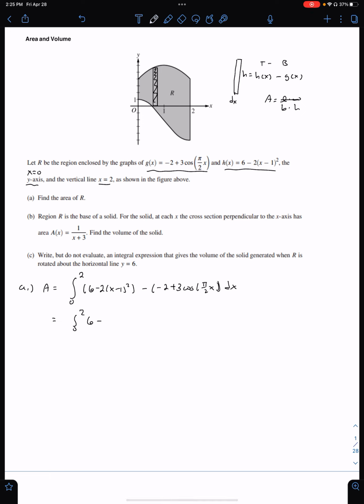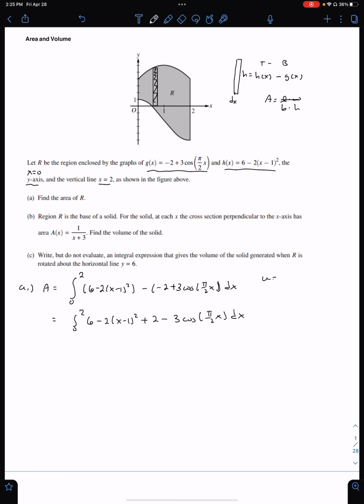This becomes 6 minus 2 times (x minus 1) squared, plus 2 minus 3 cosine of pi over 2 x, dx. I could expand that one if you want to, but I'm not. Now I have to evaluate this integral. Now notice we have two u substitutions, and I'm going to do them both at the same time here.